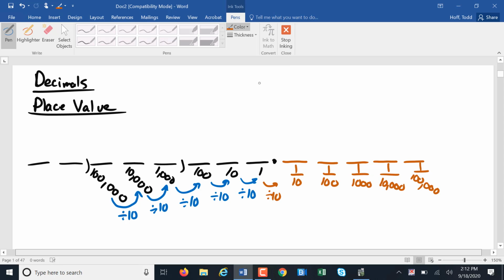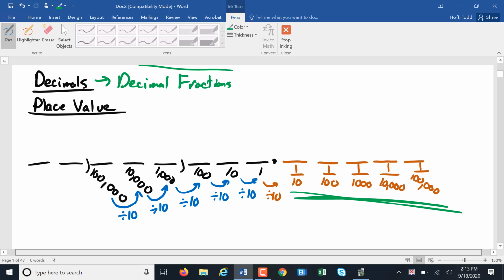Now, as you're looking at those place values, you might be thinking that those look suspiciously like fractions, because that's what they are. Decimals are nothing more than a shortcut way of writing very specific fractions. In fact, they're usually referred to as decimal fractions. All they are is fractions that have denominators that are powers of 10.